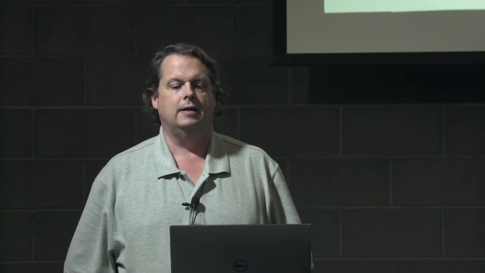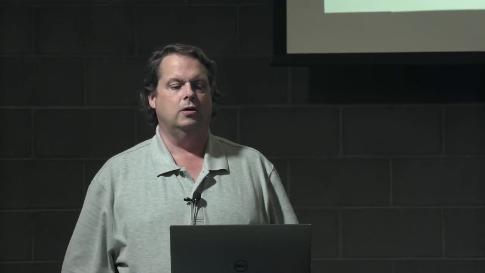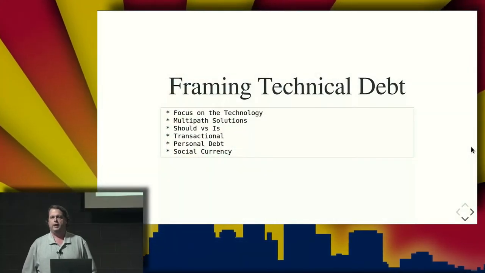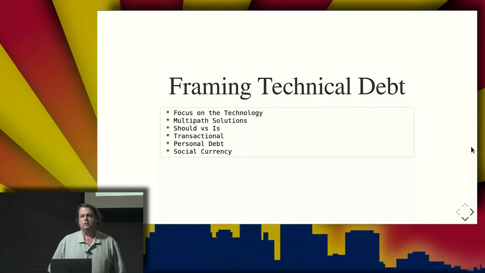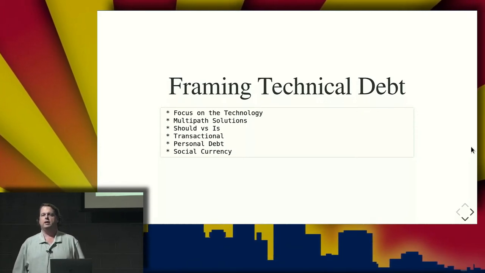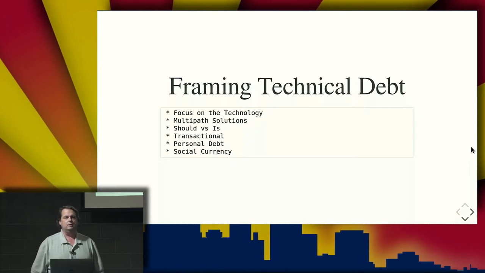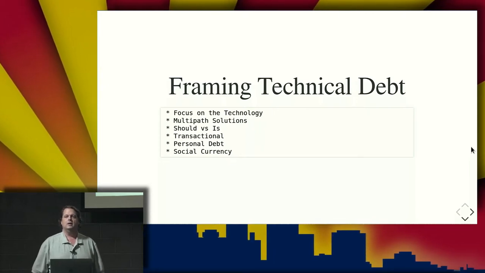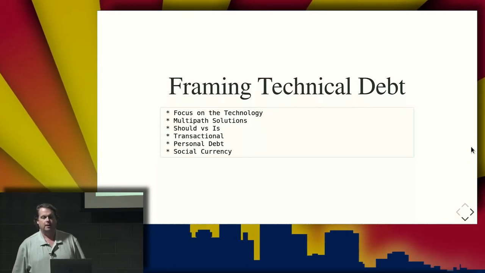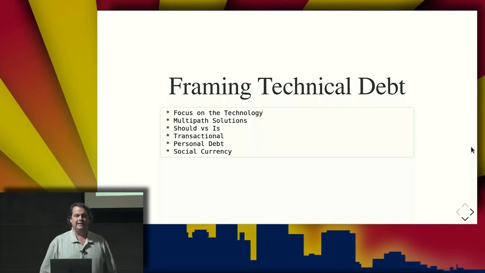And basically, if you look at technical debt, it looks at your code. It's focused on the technology. It assumes a multipath solution so that you can do it fast, or you can do it good, or there's a variety of other paths to create software. And anyone who's worked in an organization knows that most of them get followed, not necessarily the best one. It focuses on should versus is.